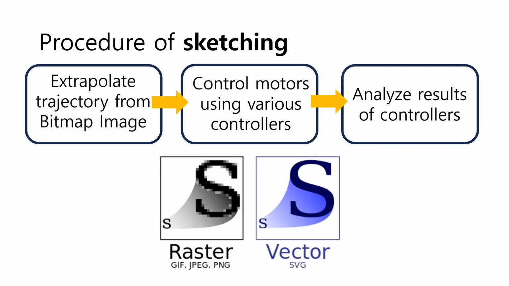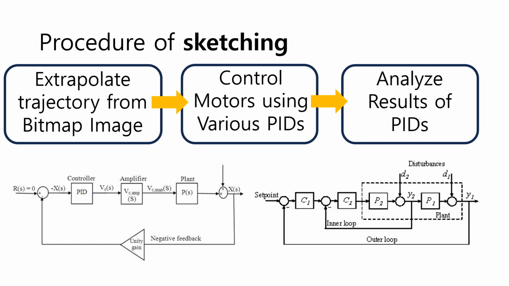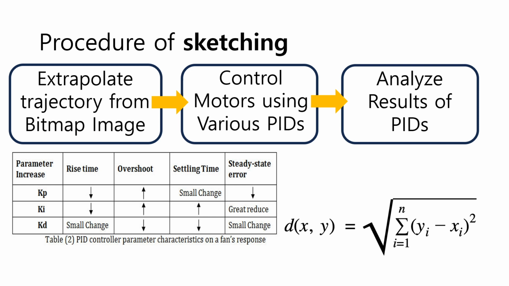We need to have information about the motor trajectory that will draw the eagle. First, we will extrapolate the trajectory from the bitmap image. We will control two motors using PID control and another control. We will analyze the results of the two control methods. We will use the contour error as the main performance criterion for drawing the eagle accurately.